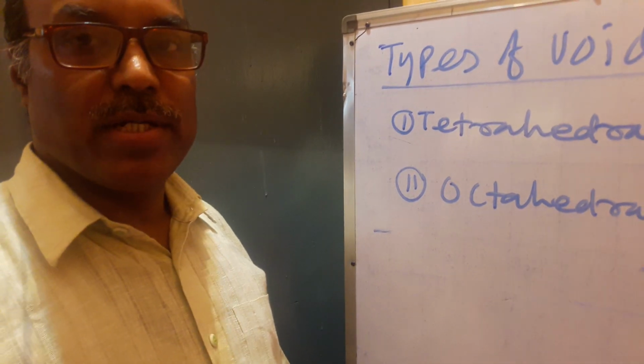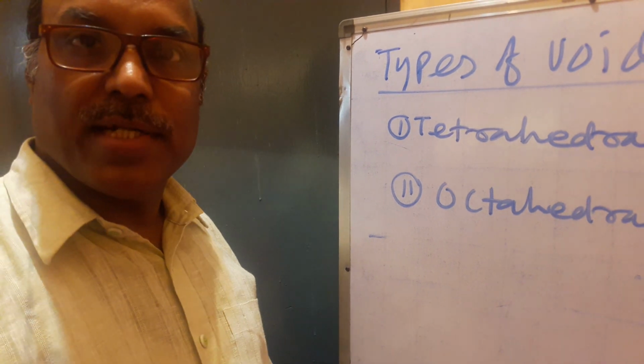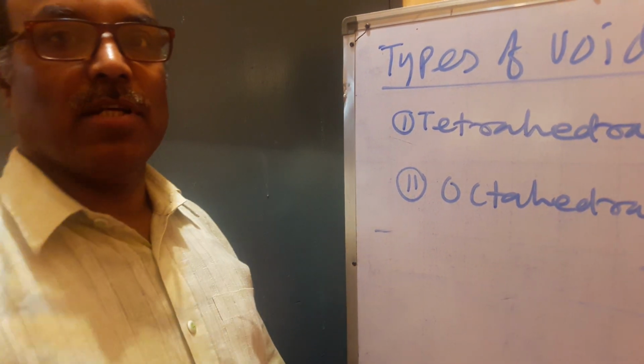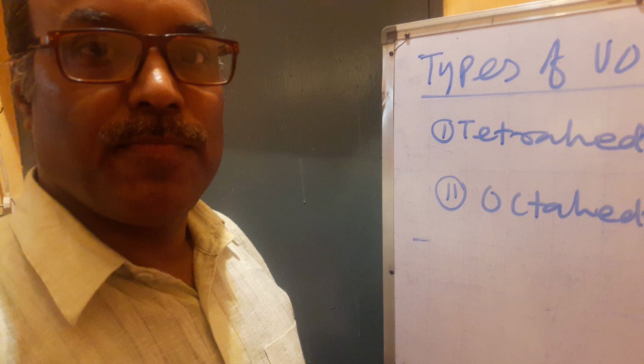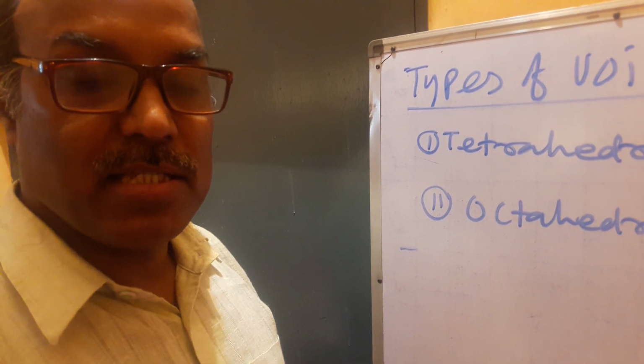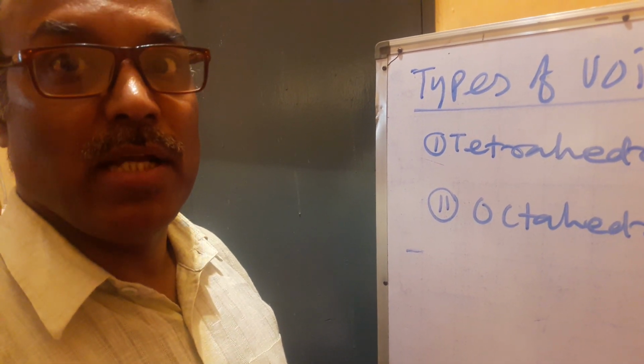In the next class, we will discuss the location of tetrahedral voids and octahedral voids, and the derivation of the relation between the radius of the tetrahedral void and the atomic radius, and the radius of the octahedral void and the atomic radius.